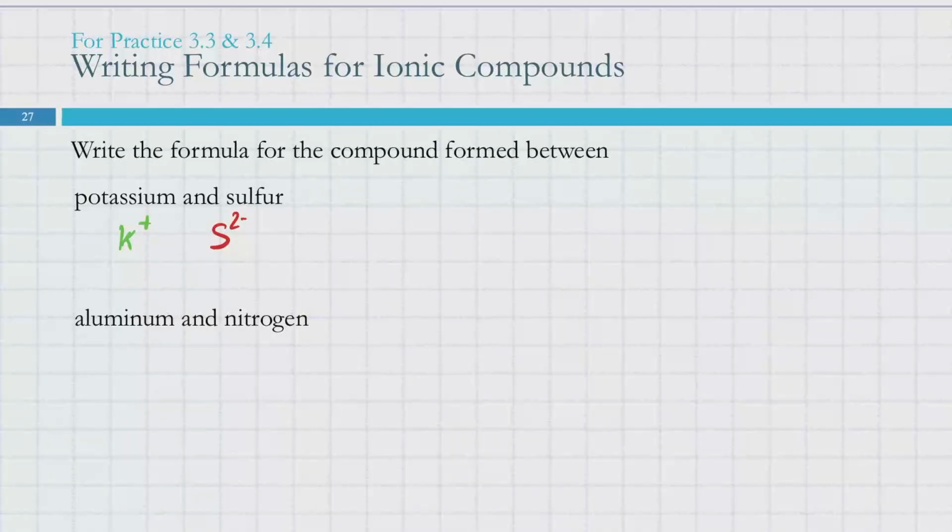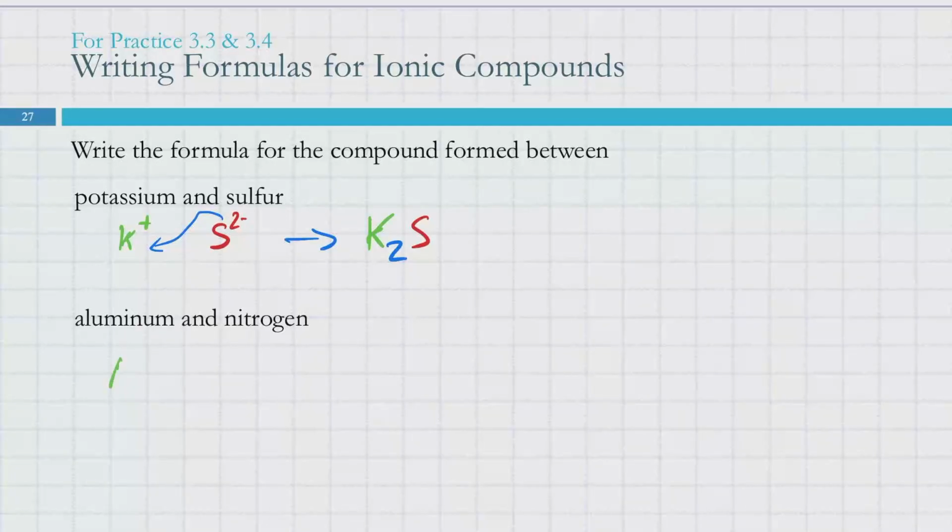So we can swap and drop. The 2 is going to be the only one that actually does anything here. So this would be K2S. And that would be our formula. K2S for our potassium and sulfur compound.